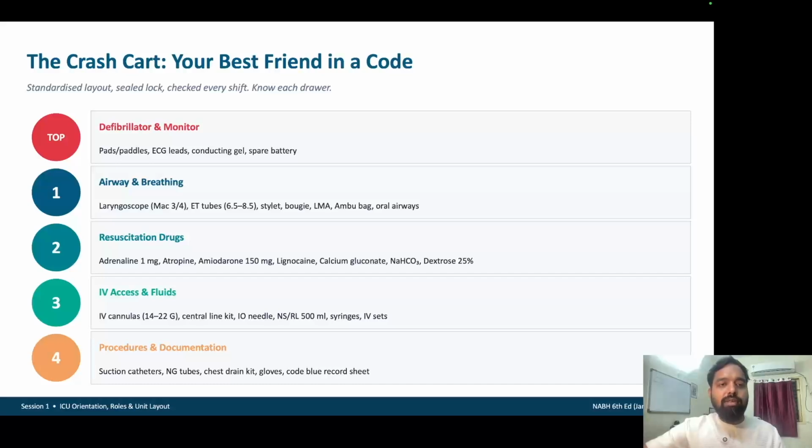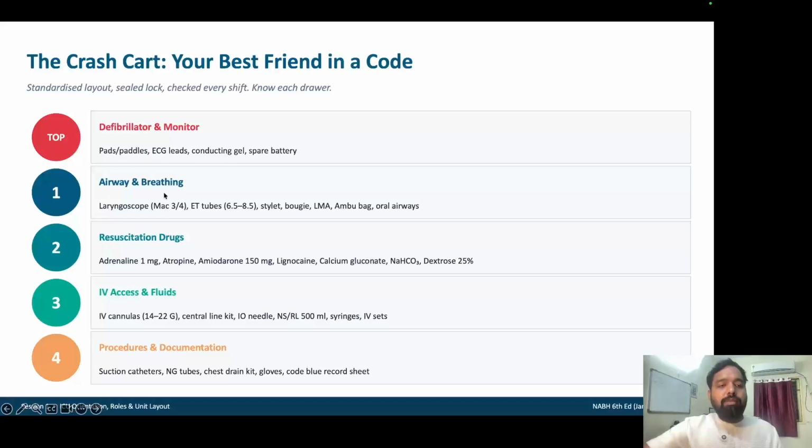Next, the crash cart, your best friend in a code. There is a standardized layout, the sealed lock, and it is checked every shift. Know every drawer and the drugs and instruments available in the crash cart, which has different priorities. The top priorities include the defibrillator and monitors. Check the paddles, ECG leads, conductor leads, and spare battery.